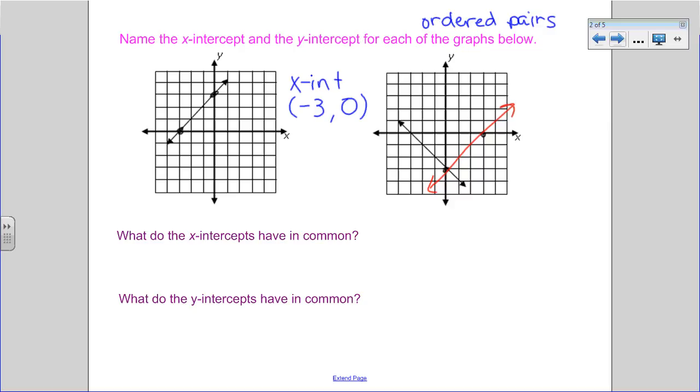What's the y-intercept? How many people wrote 3 down for the y-intercept? But I can't write 3 comma. Where's my comma going to have to go this time? In front, because what's my x value on the y-axis? 0. Beautiful.